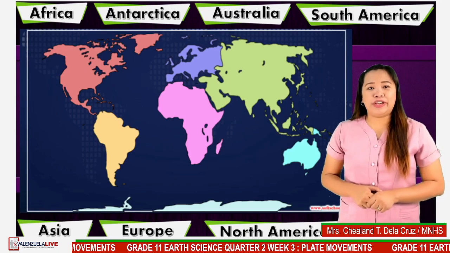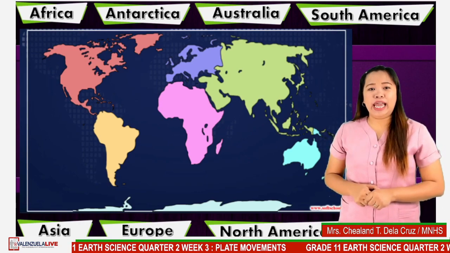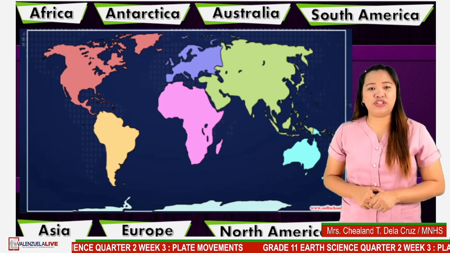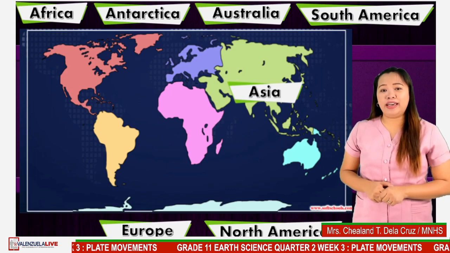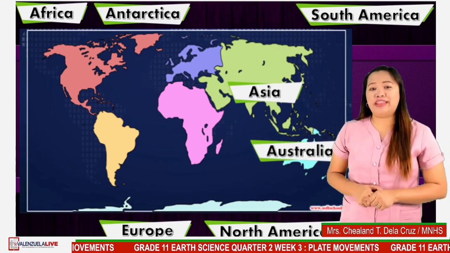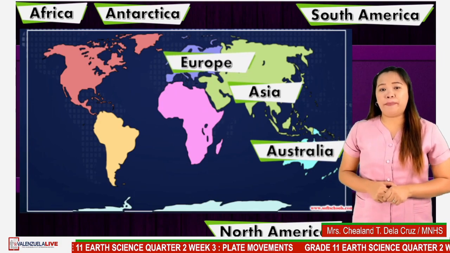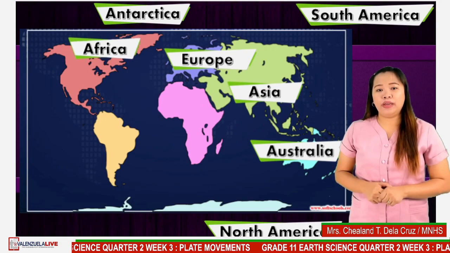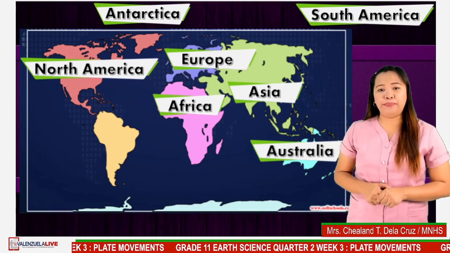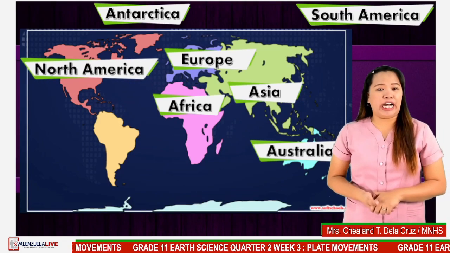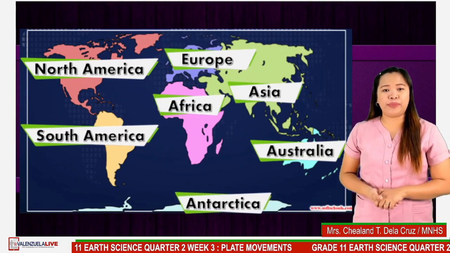Time's up. Did you get the correct answers? Very good. Let's see. The green and biggest continent in the map is Asia. The small blue continent below Asia is Australia. The violet continent beside Asia is Europe. Africa is the pink continent below Europe. North America is the orange continent located on the western part of the map. Below it is South America, and the white continent in the southern portion of the globe is Antarctica.